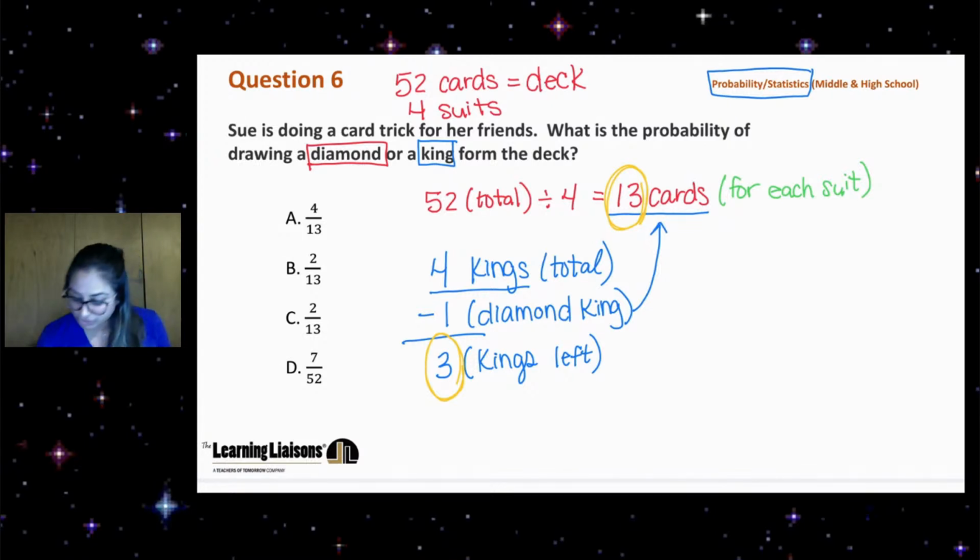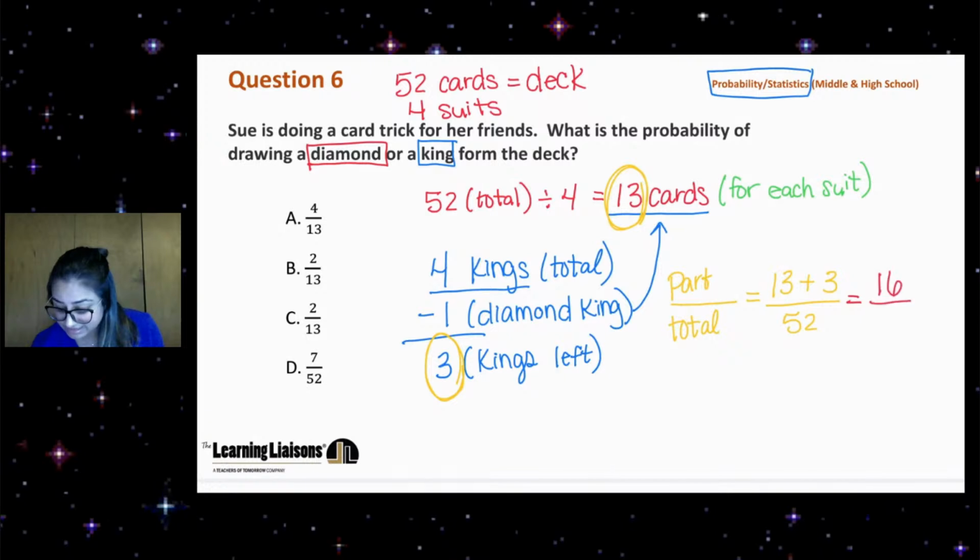So what do I know about fractions? I know that no matter how I look at it, I'm going to have the part that I'm looking for over the total. So what are the part or the pieces that we're looking for? We're looking for the diamond or the king. Well, we have to add them together because it's the chances of one or the other. So we have 13 cards plus the 3 cards all over what? Our total is still 52. Nothing has changed there. When I add them together, I get 16 over 52.